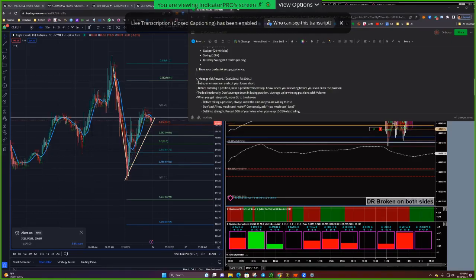Some other things within managing your risk and reward. Let your winners run and cut your losses short. Okay, Don calls it the hope strategy. Hope strategy rarely works. It does work sometimes, but it rarely works. Before entering a position, have a predetermined stop. If you know when you're going to get in, please know when you're going to get out. Okay, at least have a mental target. Trade directionally and don't average down in losing positions, which is my problem. If there's a weakness in what I do, that's my weakness right there. And average out.